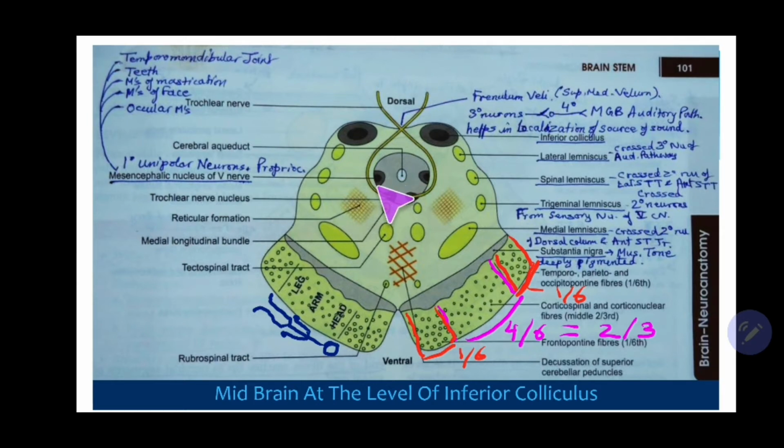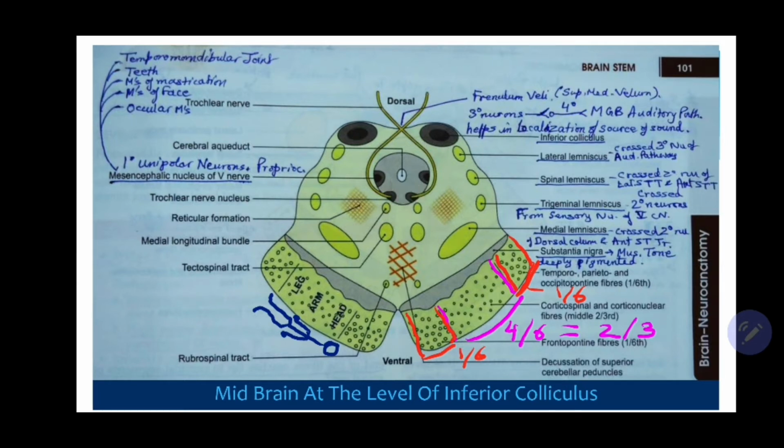Then about the mesencephalic nucleus of the trigeminal nerve, the peculiarity of it is that the first order sensory neurons carrying proprioceptive sensations from the muscles are brought in here, and these are unipolar neurons. So they don't have a central process, they only have a peripheral process from the receptor to the cell, and that cell lies here in the mesencephalic nucleus. So this is the site where you find unipolar neurons.